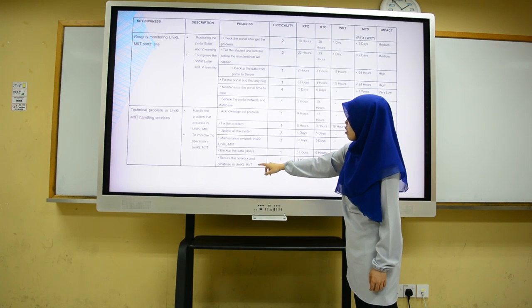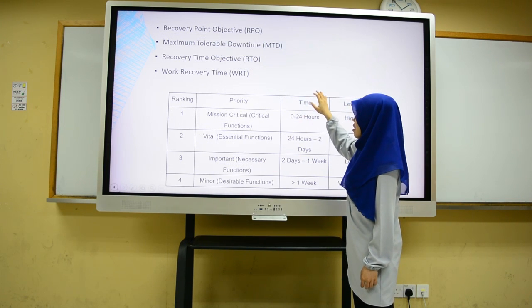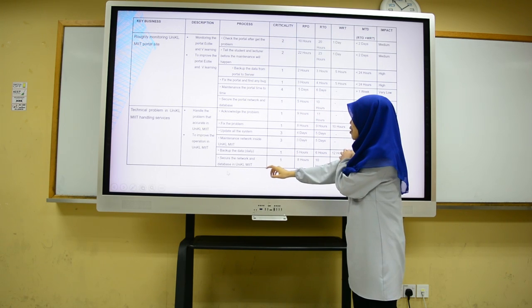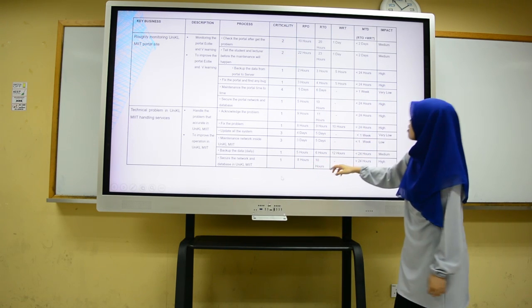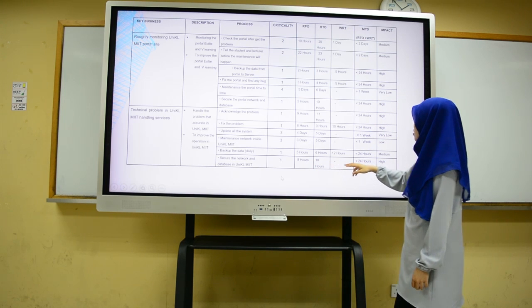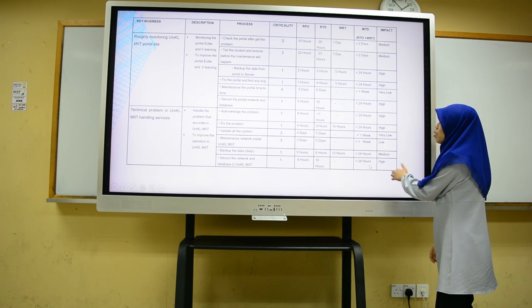Fourth and last, secure the network and database. Secure the network and database in UniKL MIIT. The RPO will be 8 hours, RTO 10 hours, there is no WRT, and the MTD will be less than 24 hours, and the impact is high.